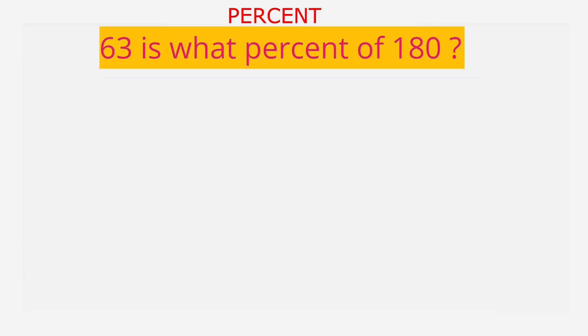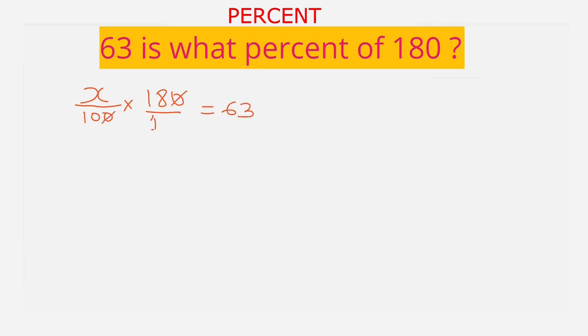63 is what percent of 180? Here we have y given to us, which is 180. z is given to us, which is 63. And we have to find x. Let 63 be x percent of 180. It means that x over 100 multiplied by 180 equal to 63.